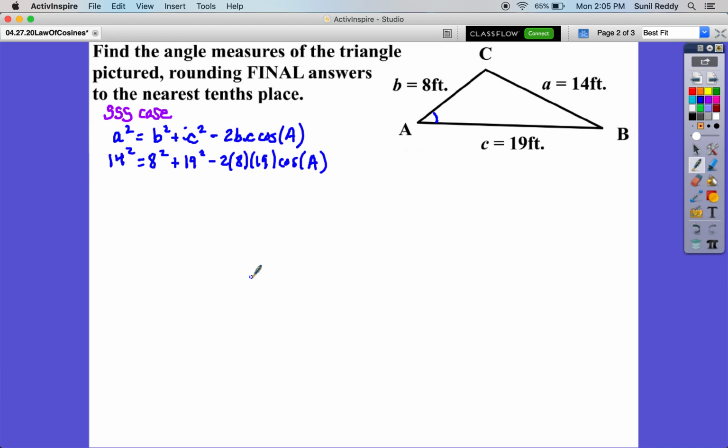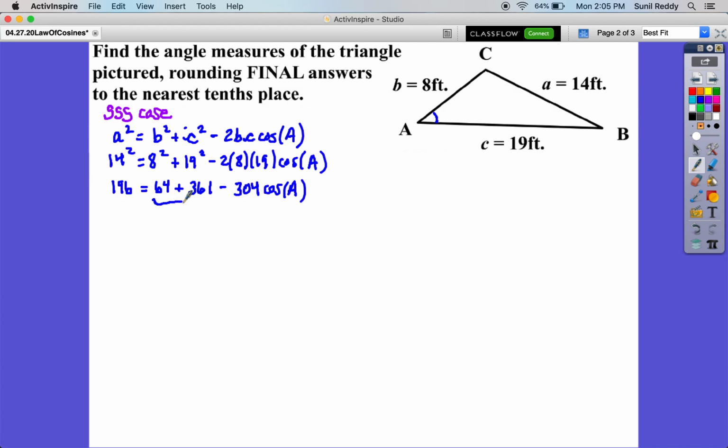Now here, we've done all of the hard work. We just have to use a calculator and simplify all this stuff. And actually, we don't need a calculator just yet. 14 squared is 196. 8 squared is 64. 19 squared is 361. Minus 8 times 19 is 80 plus another 72. That gives 152. And 152 times the 2 in front gives 304 times that cosine of angle A. I'm still going to simplify.